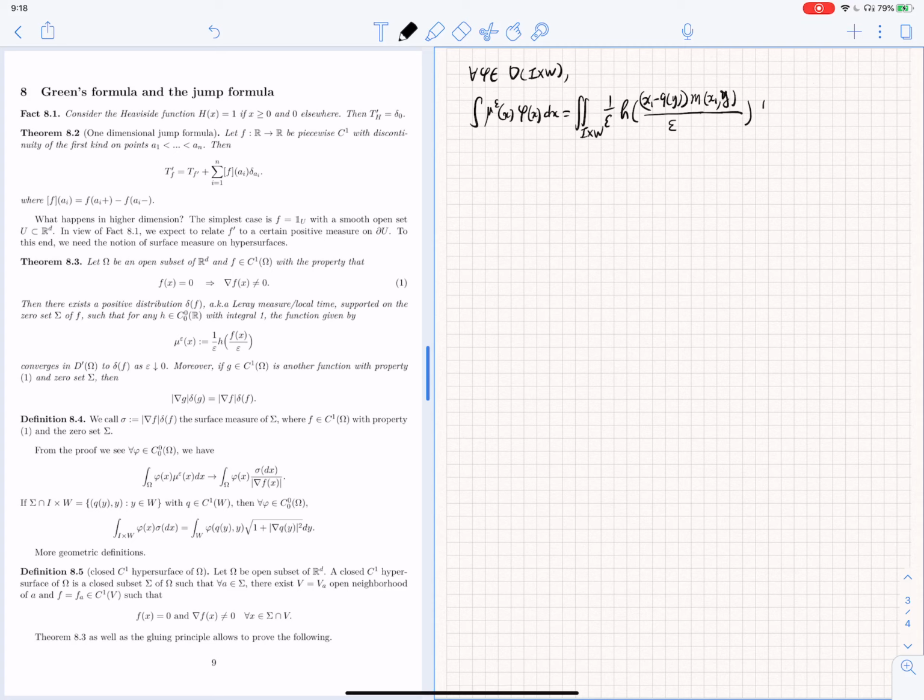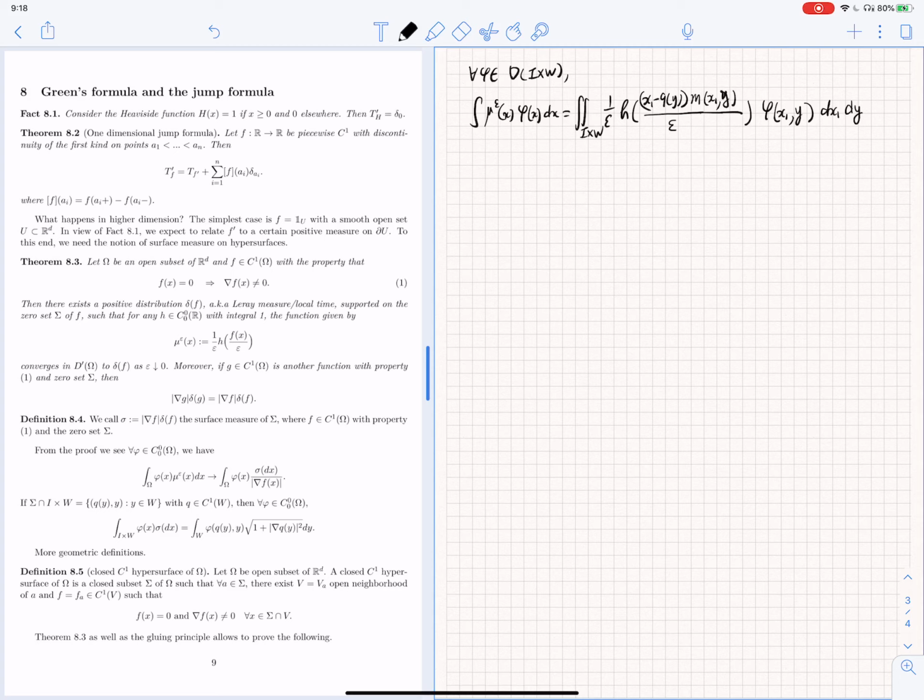Okay, times phi of x1, y, dx1 dy. So for the moment we haven't done anything. We just use Taylor expansion to re-express f in terms of a product of two functions. And so the next step, we're going to make a variable change.